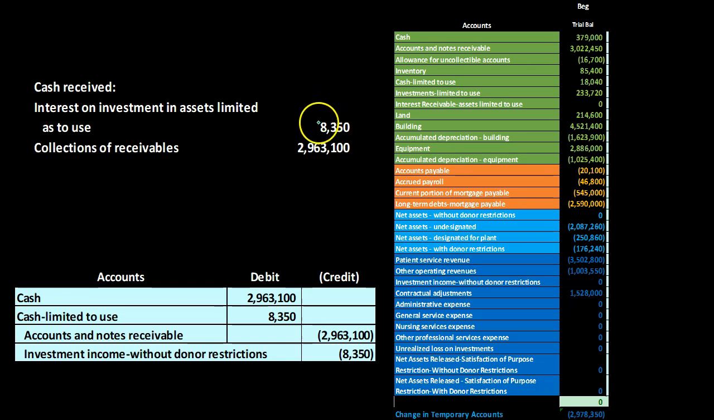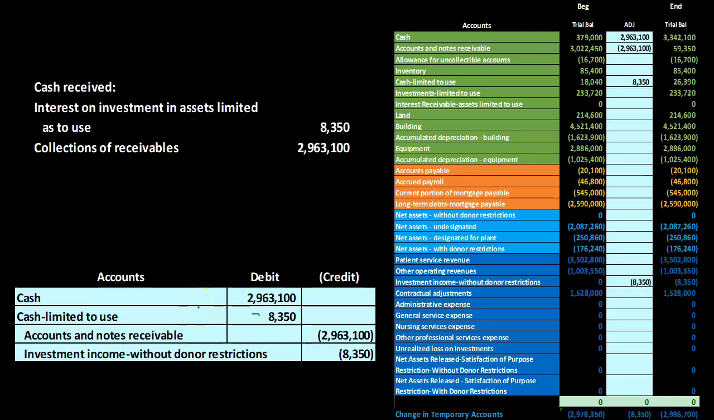Then we have this other cash that was received for interest on investment in assets that were limited to use. So we have an investment. The interest on it is going to be limited to use. There's some kind of limitation on it. Therefore, we're actually going to record that in a separate cash account. So the investment earned something like interest income. And so the cash is going up. So we have the cash down below, but we're going to put it into another account, cash, which is limited to use. And then the credit is going to go to the investment income without donor restrictions. So investment income without donor restrictions.